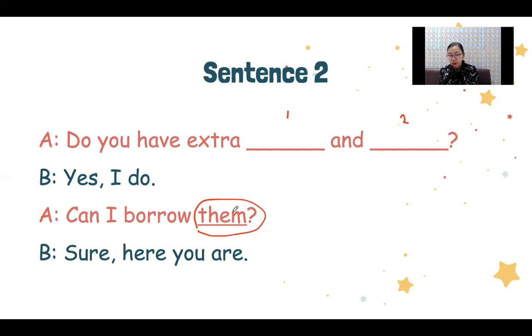So what are plural nouns like? Scissors. Okay, so in this case, I will borrow two things. Do you have extra pencil and eraser? See, one, two. And B will answer, yes, I do. Can I borrow them? One, two, them. B: Sure, here you are.